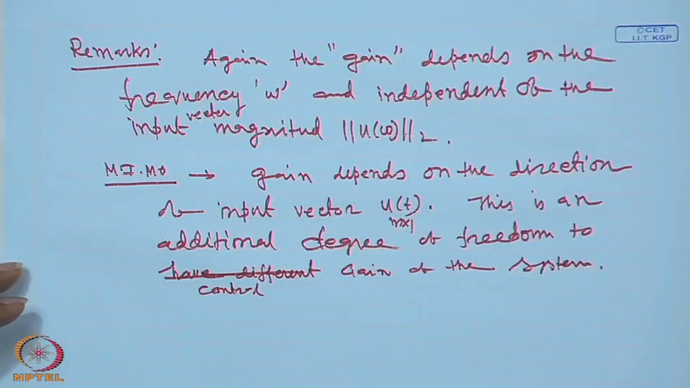So, in multi input multi output systems we have another freedom. The gain of the system depends on the direction of the vector and also on the frequency. In a single input system, because there is only one input, the gain depends only on the frequency. For multi input, we have another freedom to control the gain of the system, that is the direction of the input vector.